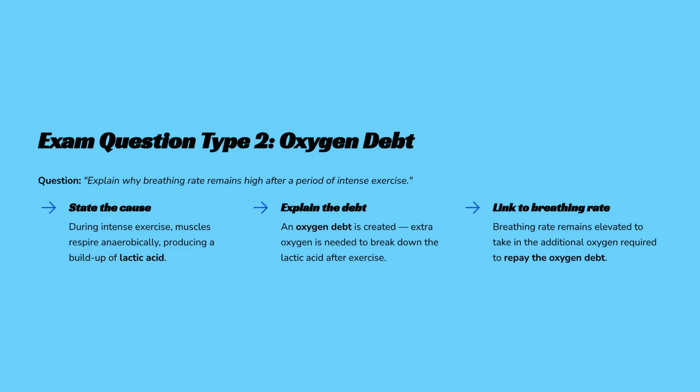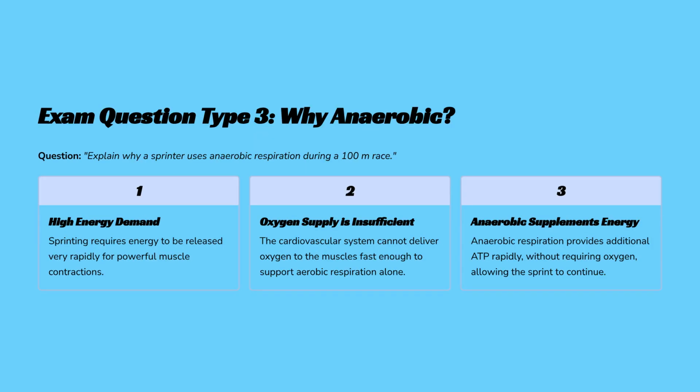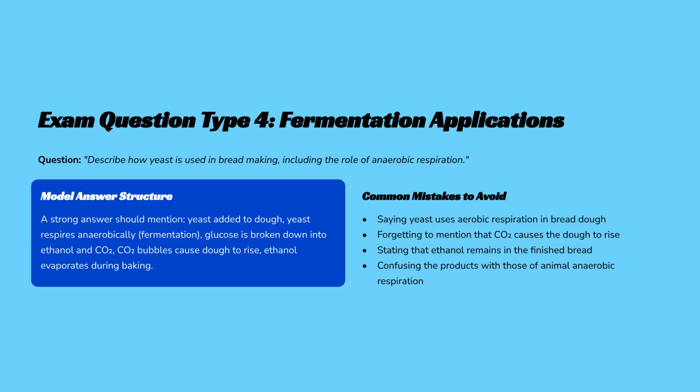When explaining why breathing rate stays high after intense exercise, describe the cause, lactic acid buildup, the resulting oxygen debt, and why this requires continued rapid breathing. Why do sprinters use anaerobic respiration? It provides energy rapidly during high-intensity contractions, when the cardiovascular system cannot supply oxygen fast enough to meet the demand. For bread-making questions, mention that yeast respires anaerobically, creating carbon dioxide bubbles that cause the dough to rise. Be sure to note that ethanol evaporates during baking.